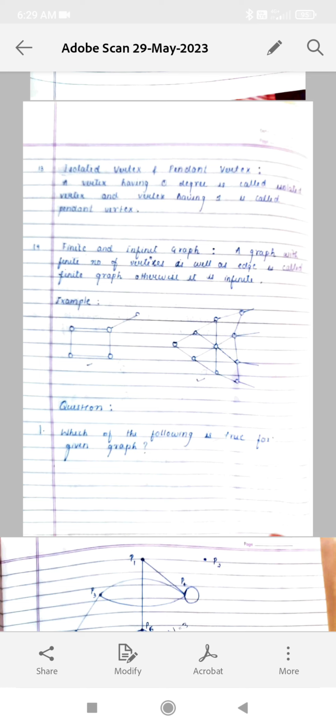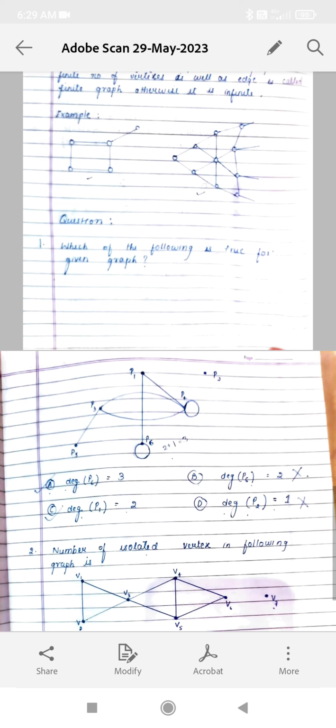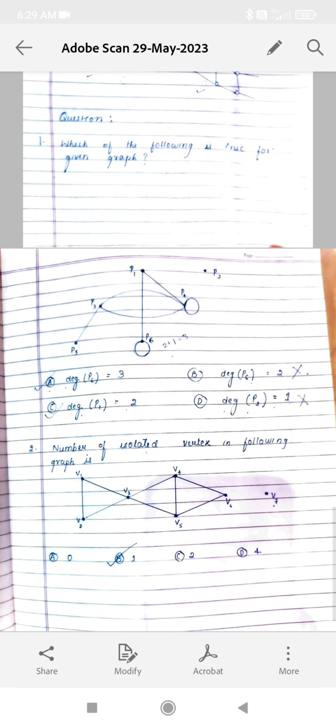Now coming on to the question, it is asking which of the following is true for the given graph. The graph is given and the options are: degree of P6 is 3, degree of P1 is 2, degree of P6 is 2 and degree of P2 is 1. Let's see. Firstly for P6, there is one edge which extends towards P1 and there is a self loop for P6. So the self loop will constitute plus 2 and that edge will constitute plus 1, which is equal to 3. So degree of P6 is 3. So option A is correct.